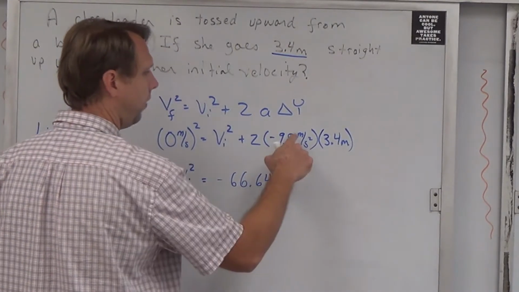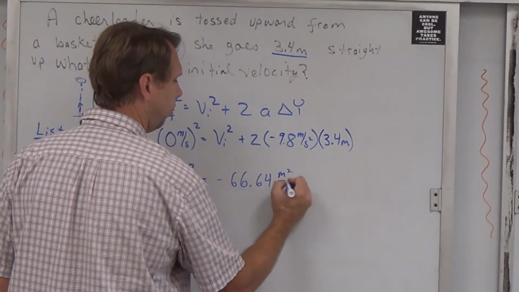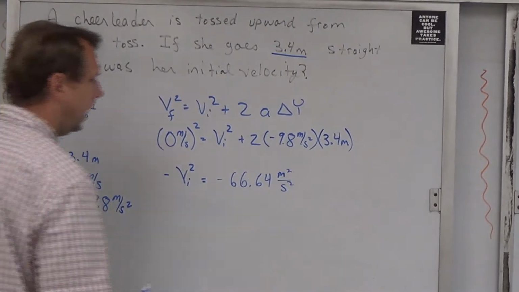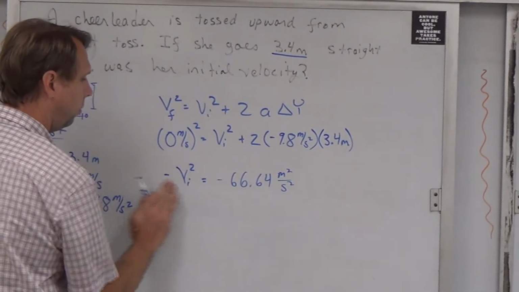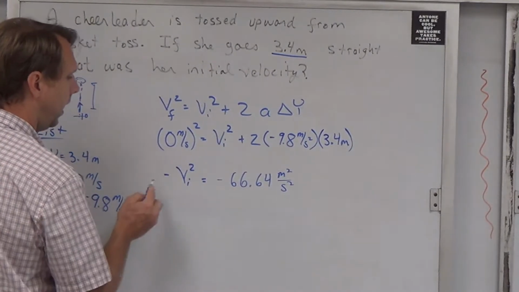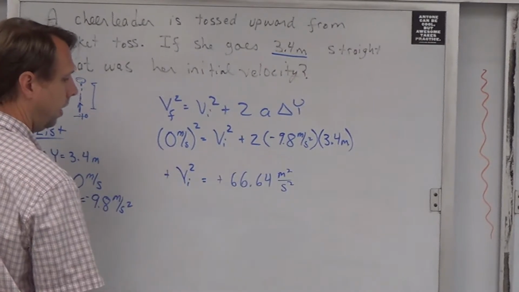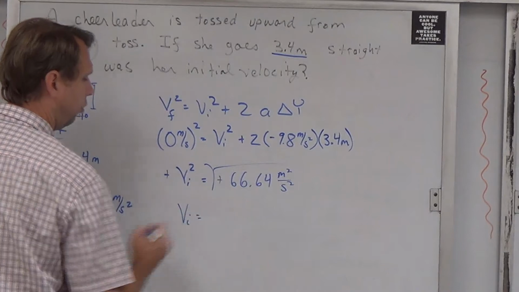All right, the unit there would be a meter per second squared times a meter, which will leave me with meters squared per second squared. And that's good because when we take the square root of both sides, we should get meters per second, which is the unit for velocity. I am going to multiply through by a negative 1, which will get rid of that negative. And then we just square root both sides, and I can have my initial velocity.